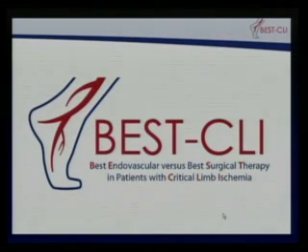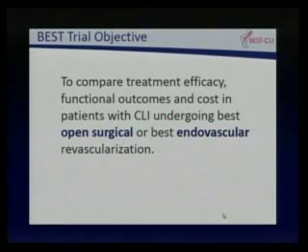So that brought us to the BASIL-2 trial, which we are part of. This is a multi-center randomized control trial that started in September this year. This is the best endovascular versus best surgical therapy in patients with critical limb ischemia. The main objective is to compare the outcome of best surgical and best endovascular intervention.